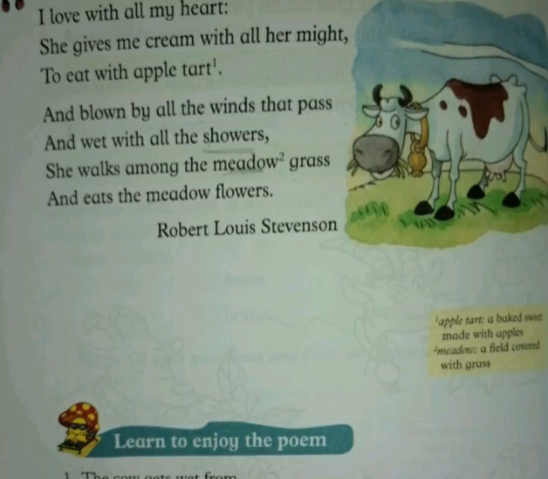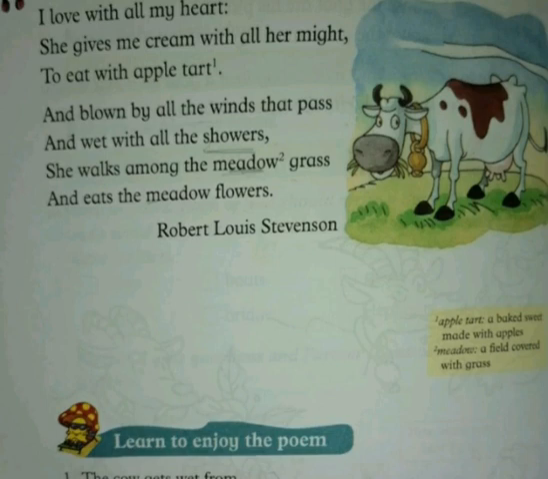The friendly cow all red and white. In this poem, the poet is telling us about his cow. The cow is very friendly with him and the color of his cow is red and white. You can see in the picture, the cow is red and white and he loves his cow very much. The friendly cow all red and white I love with all my heart. She gives me cream with all her might to eat with apple tart.